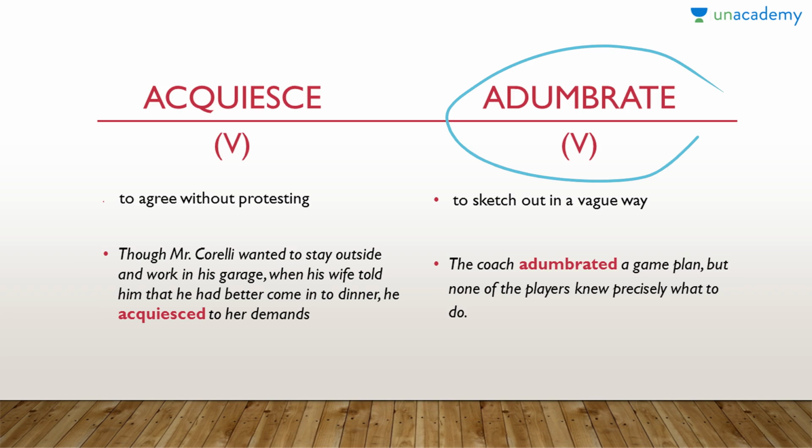Adumbrate is a verb which means to sketch out in a vague way. In a sentence it will read, the coach adumbrated a game plan, but none of the players knew precisely what to do.